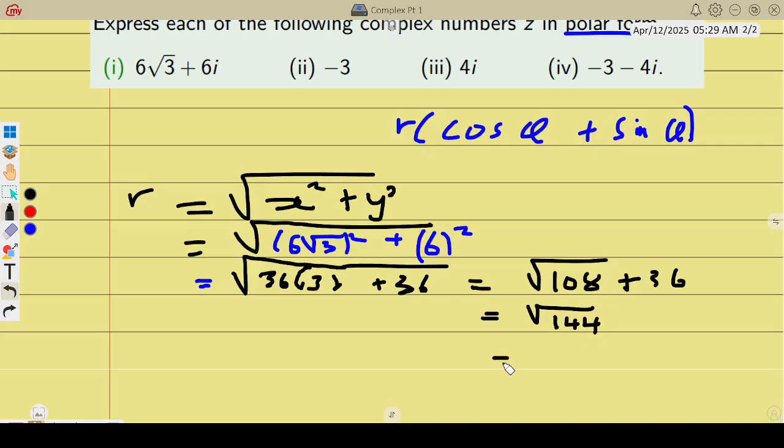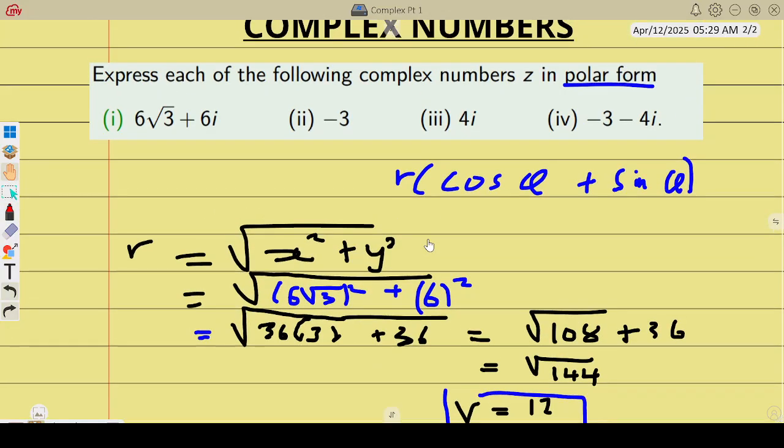And we know the square root of 144, it's 12. So this is r. So we have established that r is 12. So meaning we know what we're going to put here. And then now what about this angle theta?